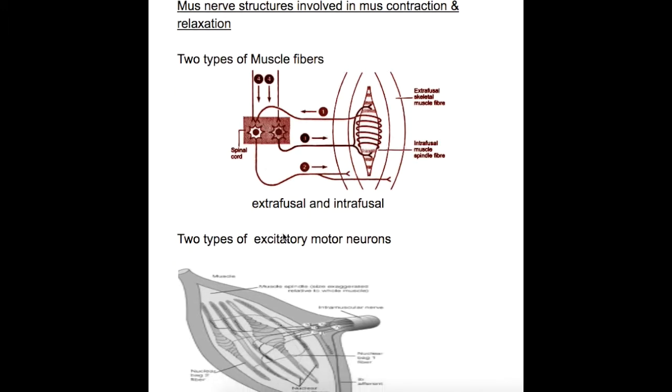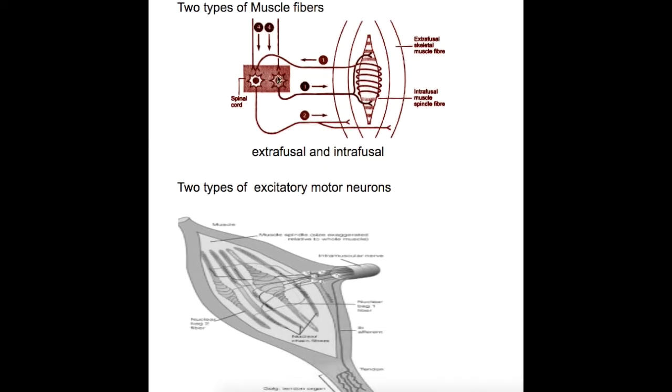There are two types of excitatory motor neurons, the alpha motor neuron and the gamma motor neuron, from the spinal cord to the muscle fibers. The alpha motor neuron innervates the extrafusal fiber and forms the neuromuscular junction. And what chemical is released there? It's acetylcholine. The gamma motor neuron innervates the intrafusal fibers.